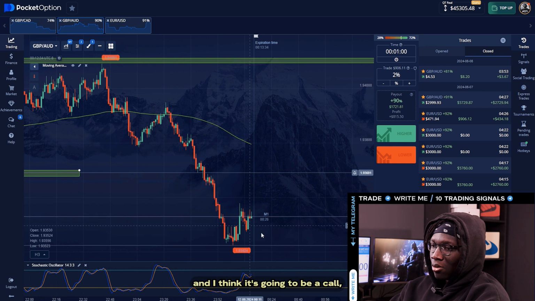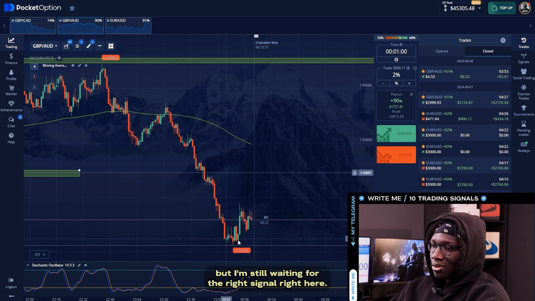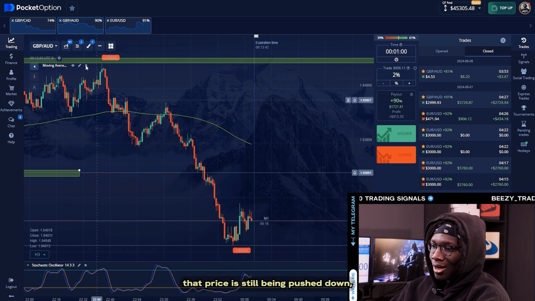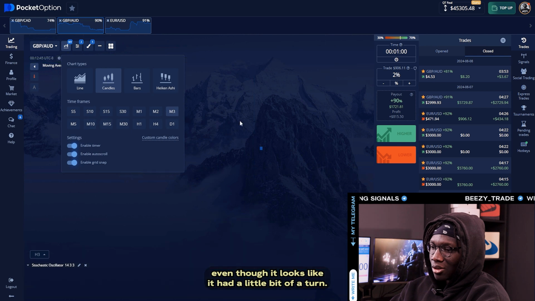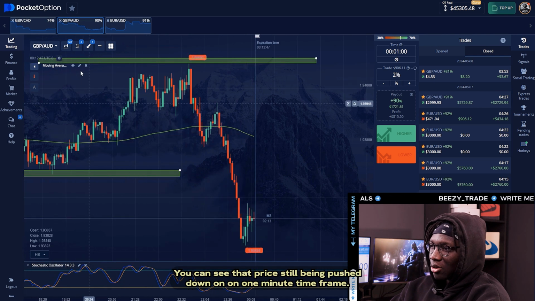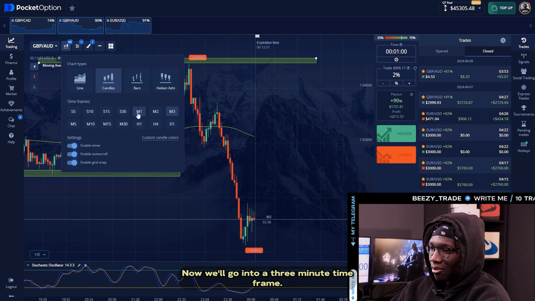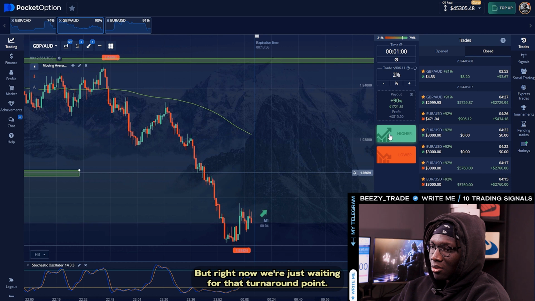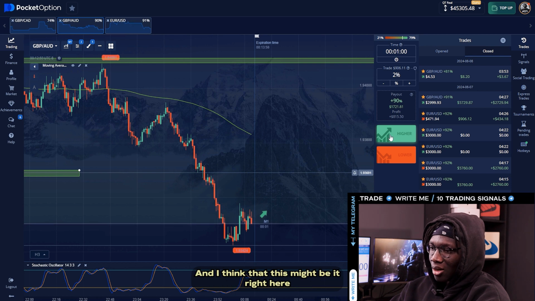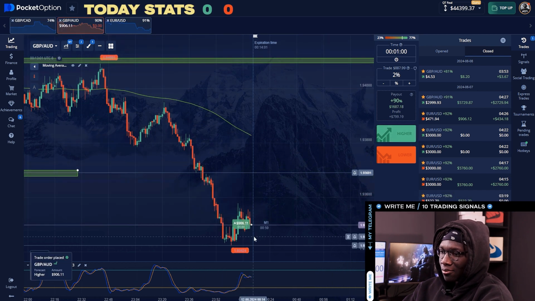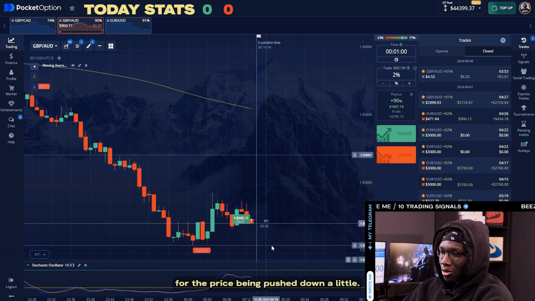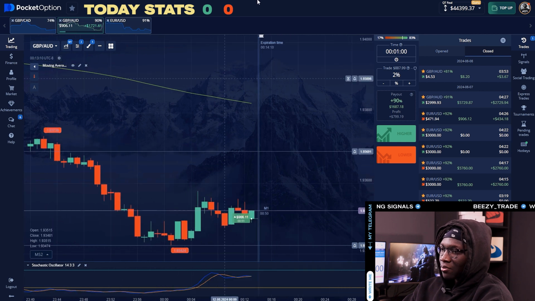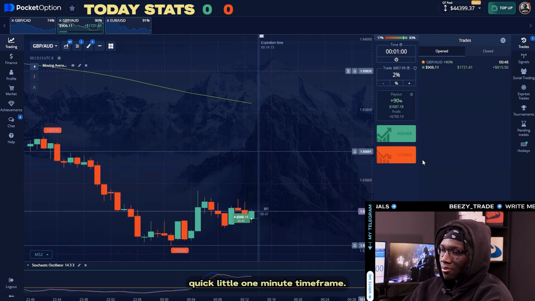I think it's going to be a call, but I'm still waiting for the right signal right here, because one of the first things that I'm looking at is that price is still being pushed down. Even though it looks like it had a little bit of a turn, you can see that price is still being pushed down on our 1-minute time frame. Now if we go to a 3-minute time frame, you can see almost the opposite. But right now we're just waiting for that turnaround point, and I think that this might be it right here. See that price being pushed down a little, and I think we can enter into a call for $900 right quick right there. Quick little 1-minute time frame.